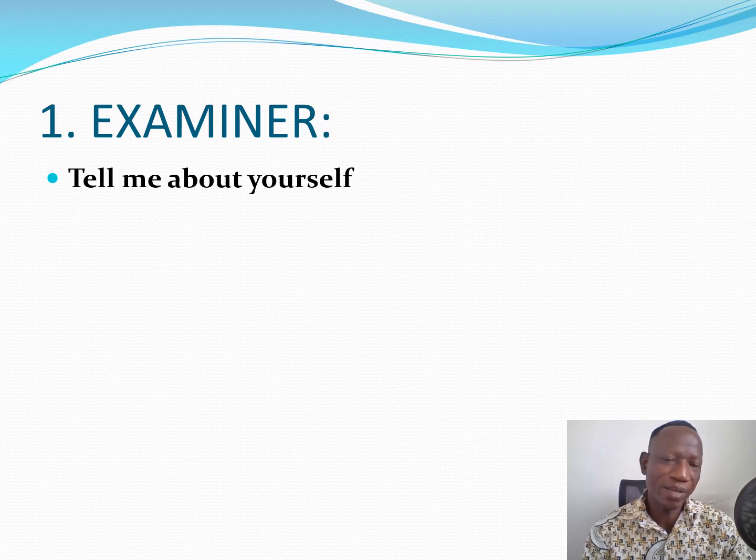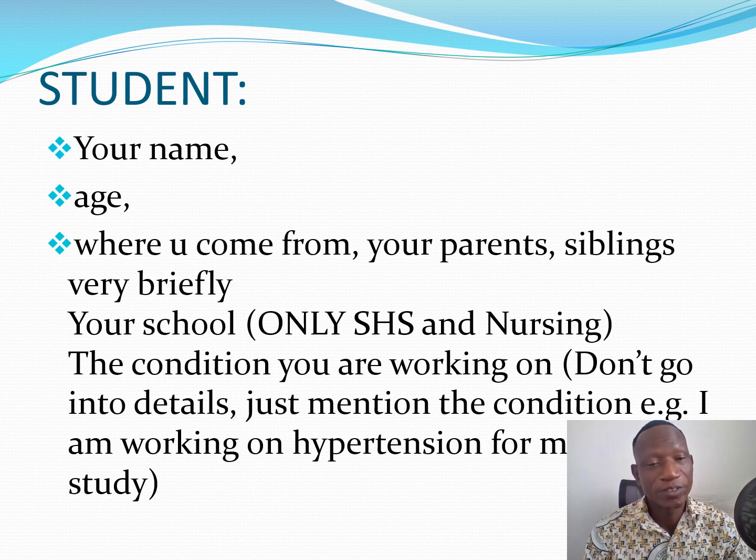So the examiner will ask, can you tell me about yourself? These questions are asked to relax the candidate, to relax you. You know yourself, so you'll be able to answer. But most students even go on talking about what they are not supposed to talk about themselves. It's just a brief summary that you need to give. Mostly what they need is your name, your age, where you're from, your parents, probably your siblings, but it should be brief. When you're talking about your school, it should only be the SHS and the nursing training school you are attending. Then you can just tell them that you are working on diabetes, or hypertension, for your case study. That is about yourself. This is just to relax you so that you'll be able to answer the questions.